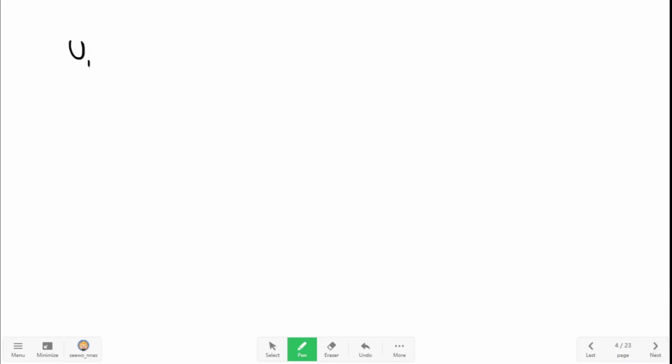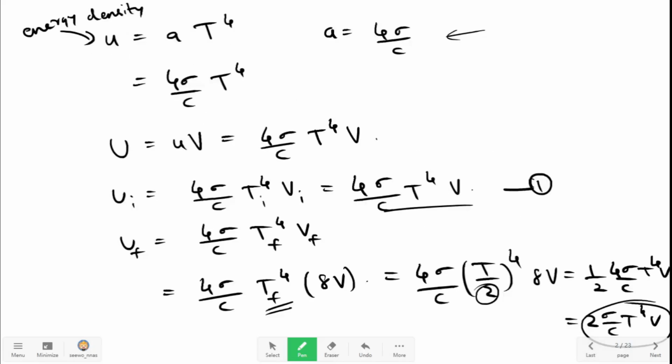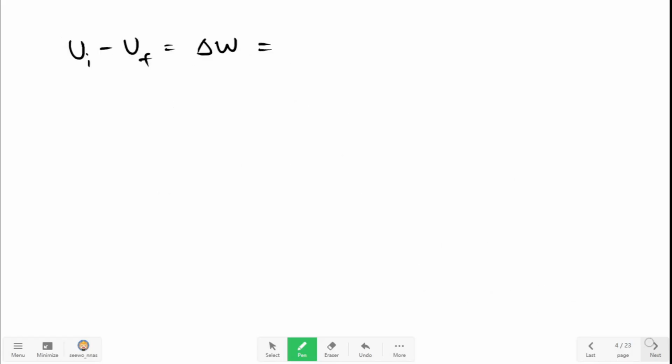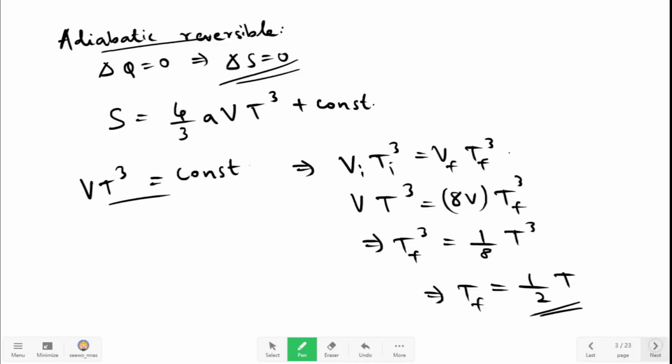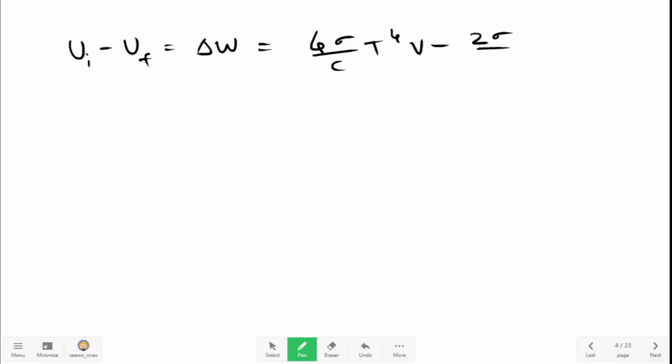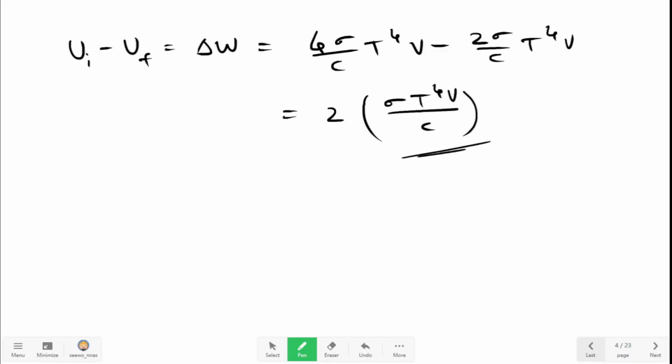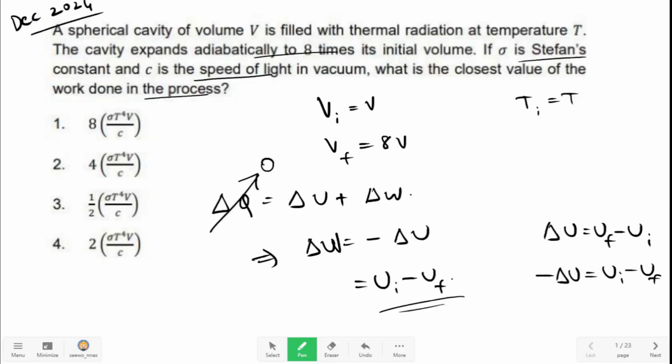Ui minus Uf is equal to the work done in the process. This is equal to, from 1 we have the Ui value equal to 4 sigma by c T raised to 4 V, minus Uf, which is 2 sigma by c T raised to 4 V. Therefore this is coming out to be equal to 2 times sigma T raised to 4 V by c. Option D is the correct answer here.